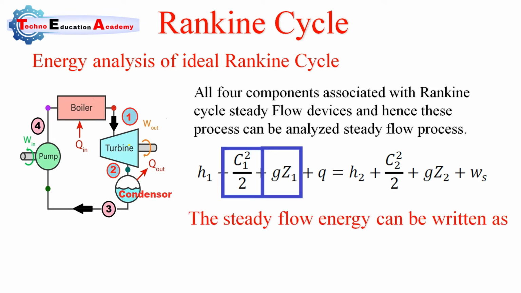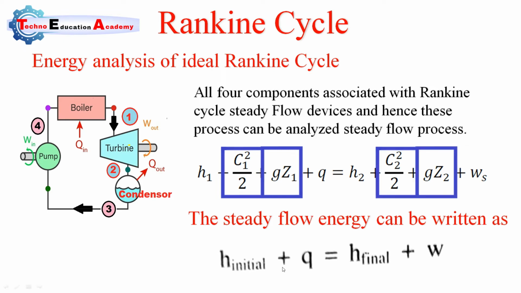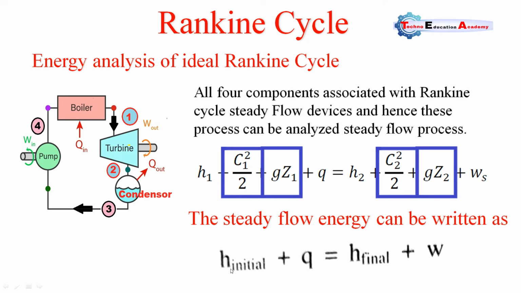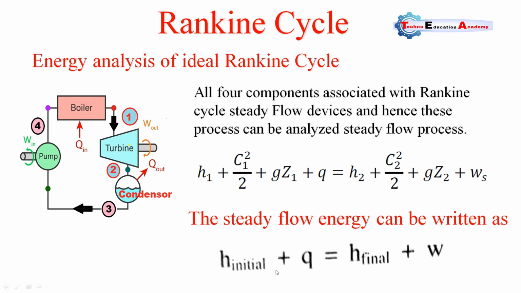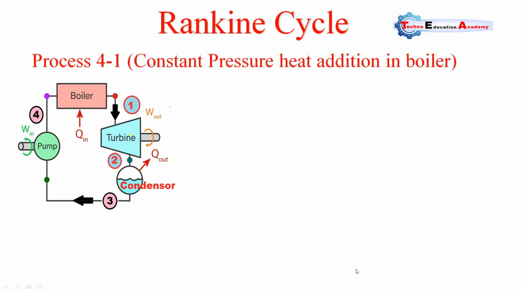But here we are neglecting kinetic energy and potential energy. So this is the simplified form of the steady flow energy equation whenever we neglect the kinetic energy and potential energy. The remaining terms are enthalpy at inlet and outlet, initial enthalpy, final enthalpy, heat transfer, and work done. This is the steady flow energy equation written in simplified form.